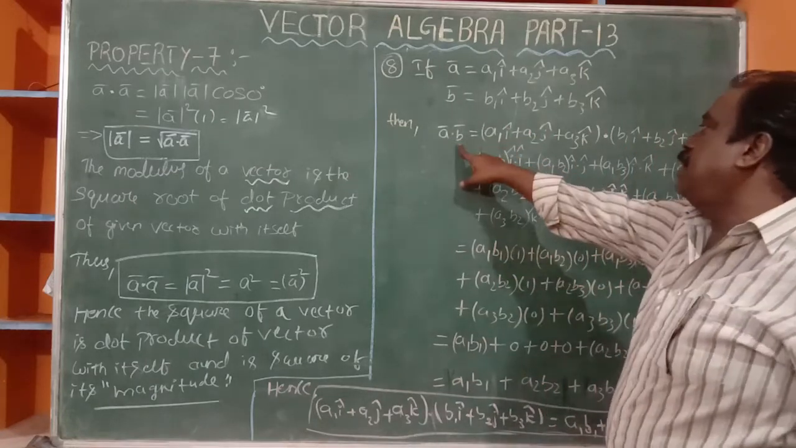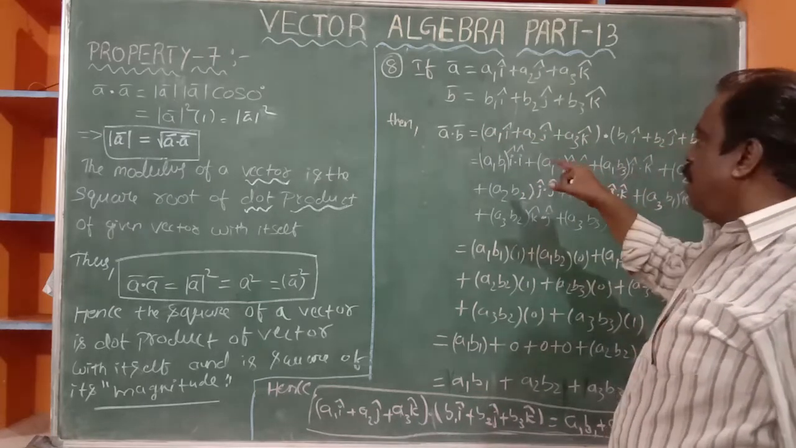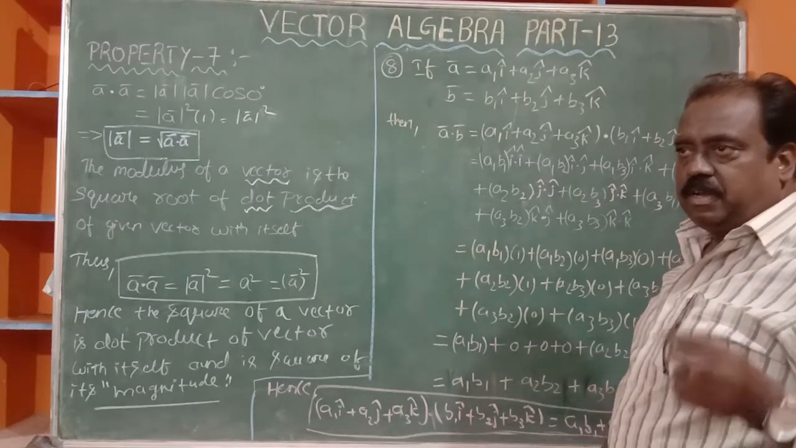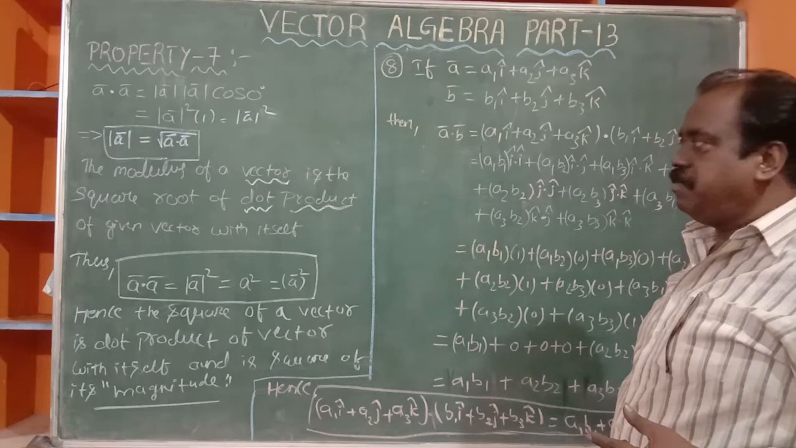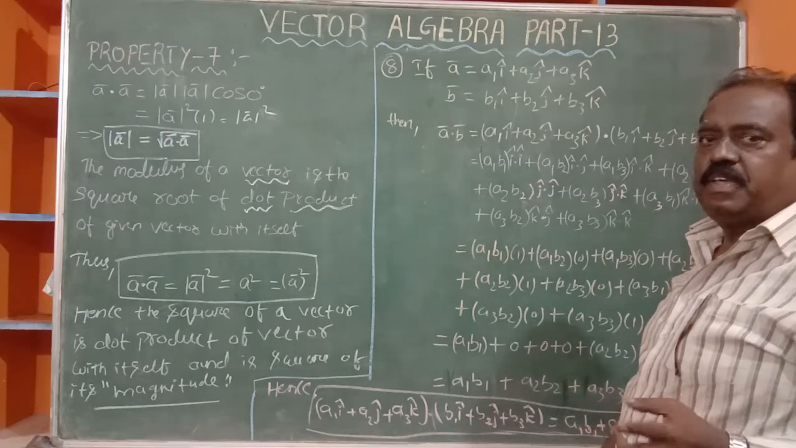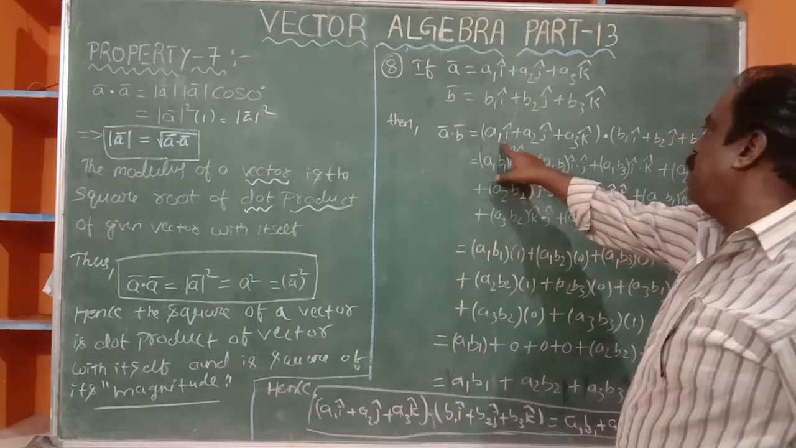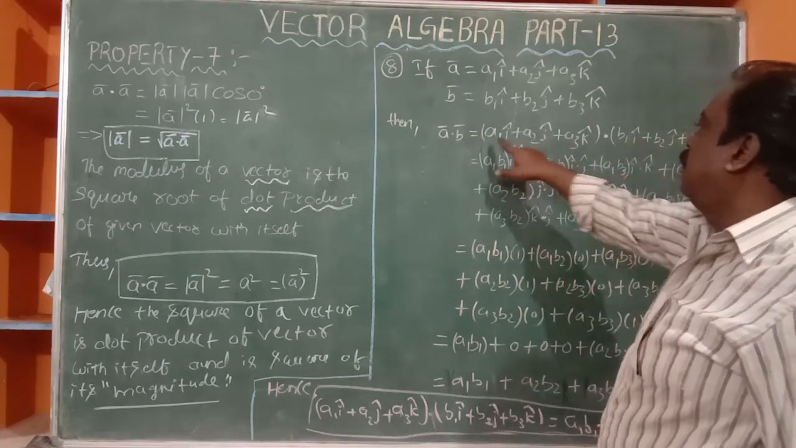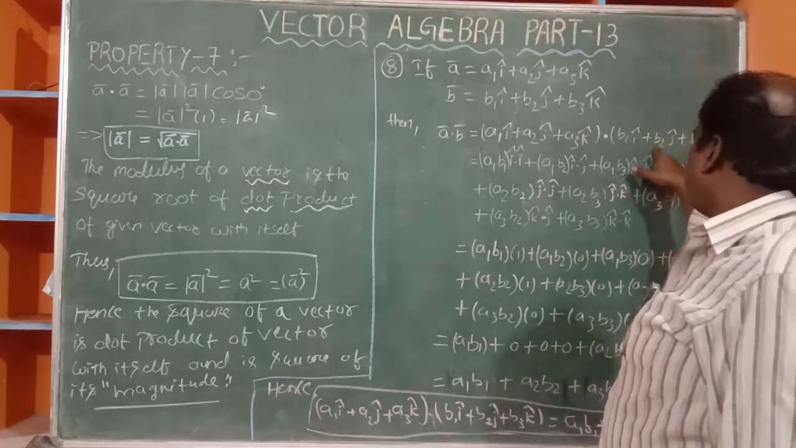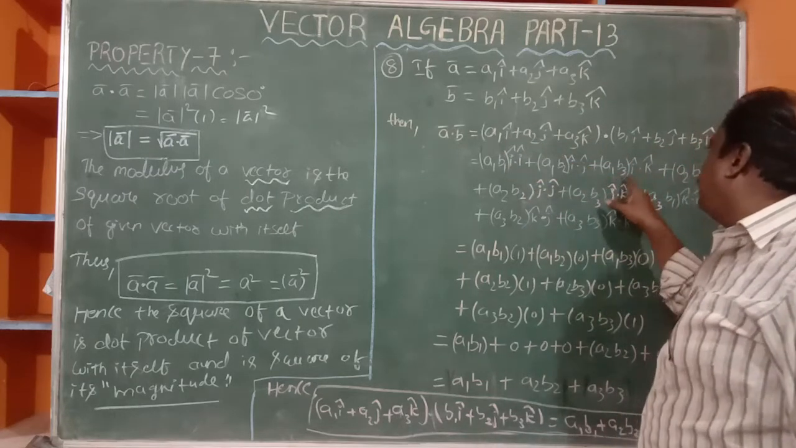A bar dot B bar is (A1i + A2j + A3k) dot (B1i + B2j + B3k). And previously by property 6, we proved that the dot product follows the distributive law. Distributive law means 5 of (x plus y) is 5x plus 5y, 2 of (a minus b) is 2a minus 2b. Like that. A1i dot B1i is A1 B1 i dot i. A1i dot B2j is A1 B2 i dot j. A1i dot B3k is A1 B3 i dot k.